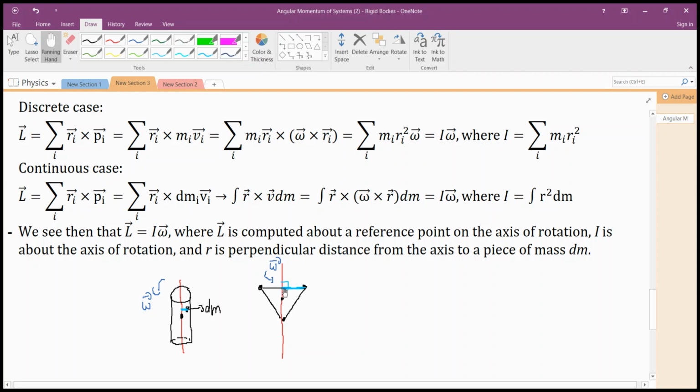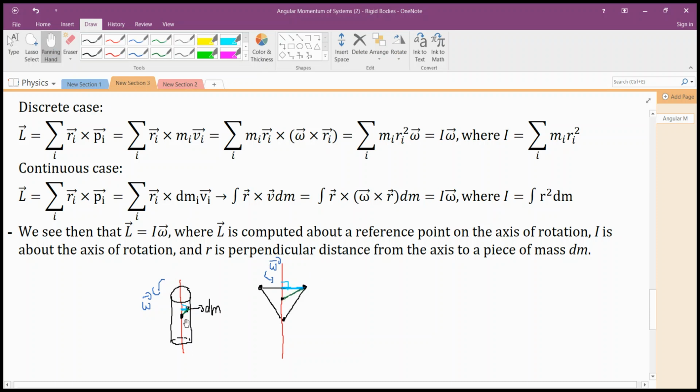So here's the perpendicular distance of this mass from the axis of rotation, or this in the continuous case. So here's the perpendicular distance from the axis of rotation to this infinitesimal mass element dm. Perpendicular, perpendicular. What I do not mean is something like the following.